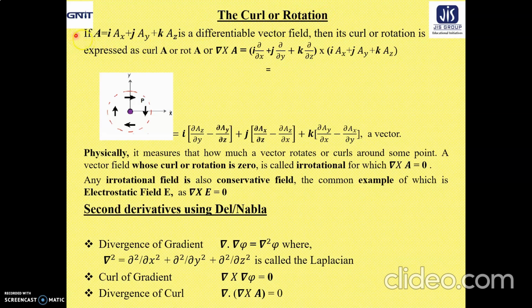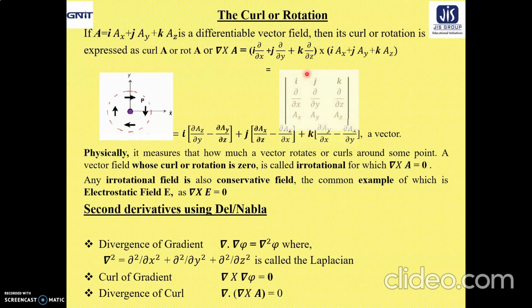Just like the previous case, if A equal to I x plus J y plus K z is a differentiable vector field, then its curl or rotation is expressed as curl A or rot A, that is del cross A. Previously it was del dot A, it is now del cross A. So we are writing the same expression, i cap del del x plus j cap del del y plus k cap del del z, and I x plus j y plus k z, but involving a cross sign in between.